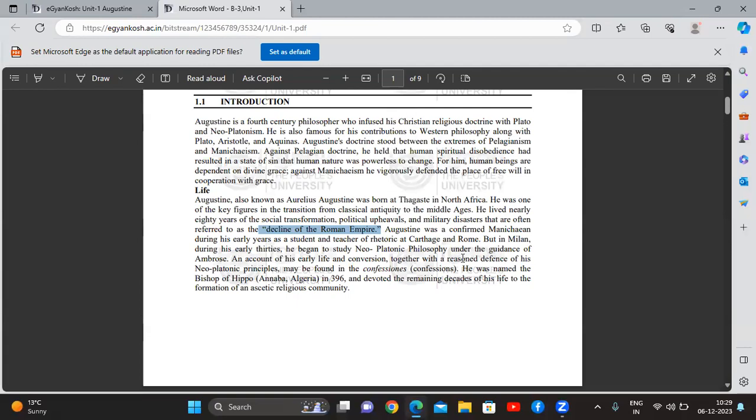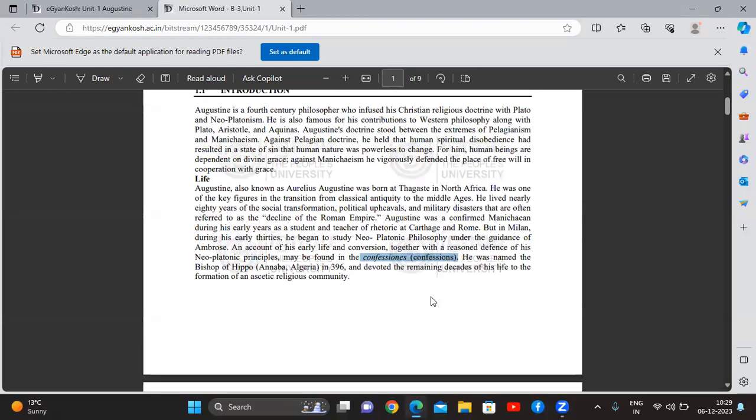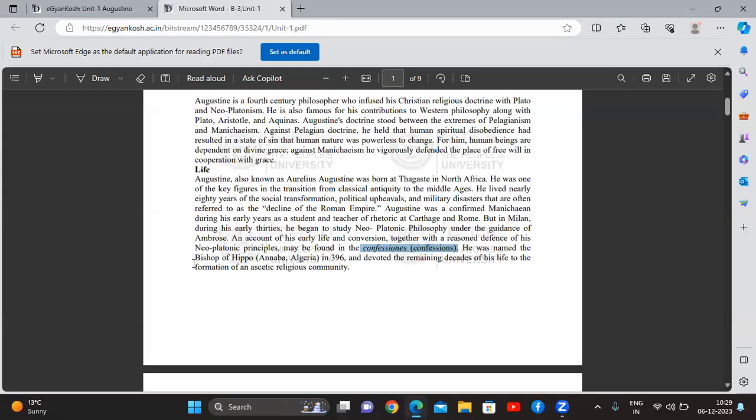Okay, you don't have to go into that. Now, this is one of his famous books, Confessions. So you can write that one of Augustine's famous works is called Confessions. Okay, Confessions. So he was the bishop of Hippo.